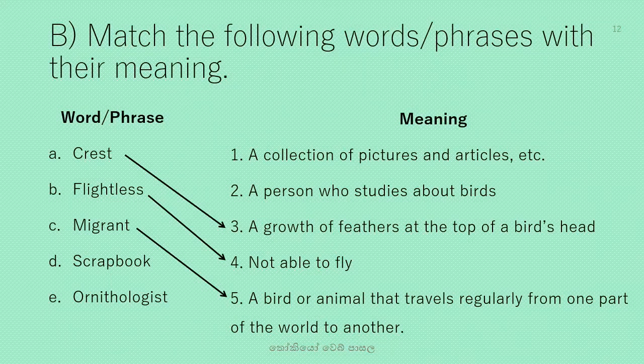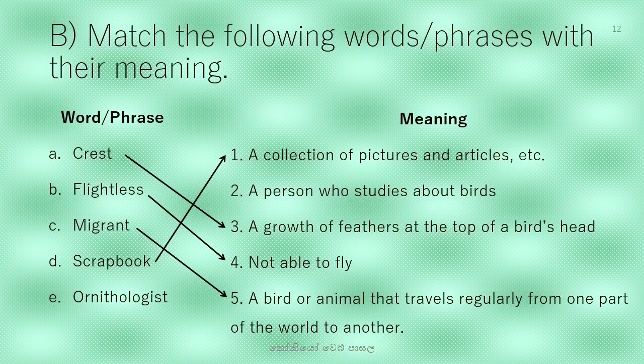The fourth word, scrapbook. So it is kind of a book. So what can it be? A collection of pictures and articles, etc. So a scrapbook means it is a book which contains different pictures, different articles, different details related to a particular topic.